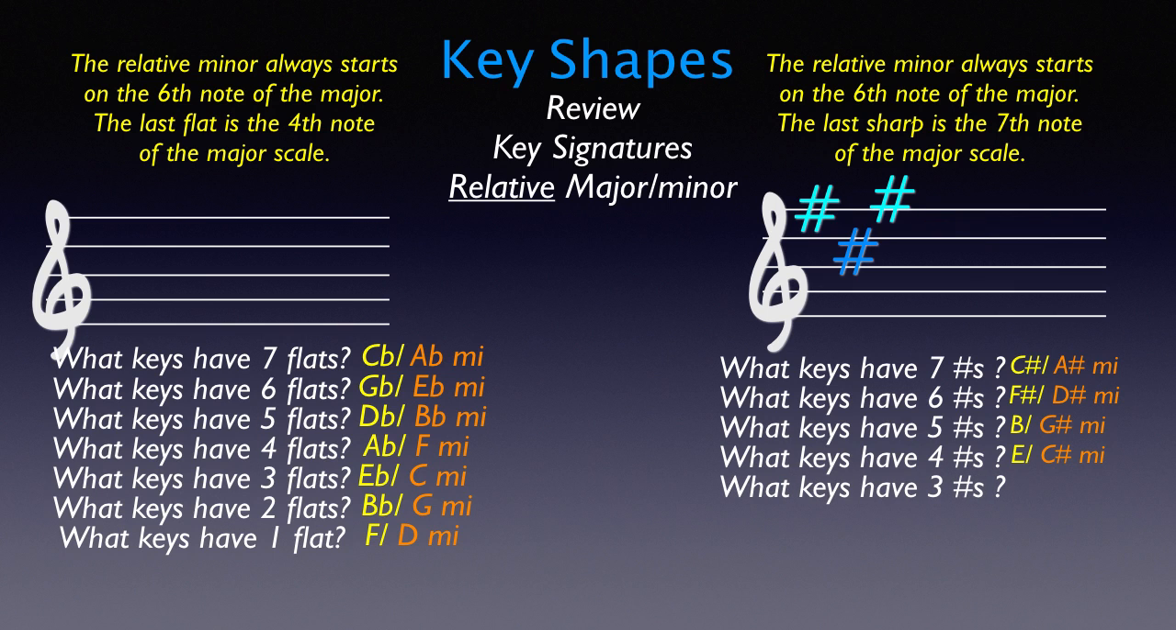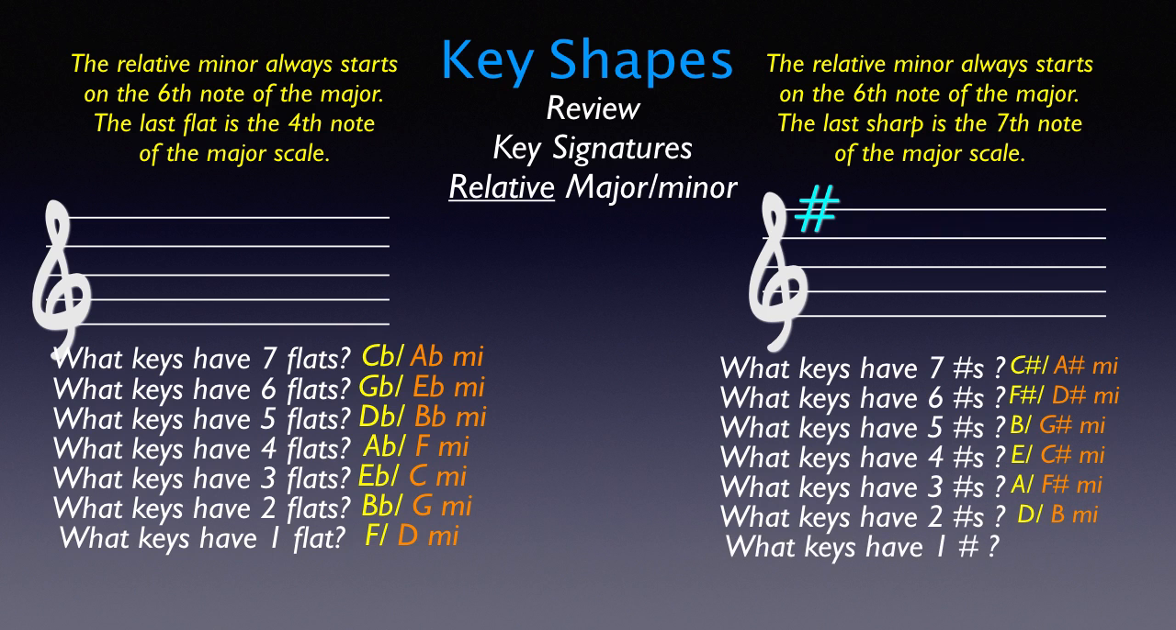3 sharps, F sharp minor, A major. 2 sharps, B minor, D major. 1 sharp, E minor, G major. What keys have all naturals? Of course, that's C major and A minor.